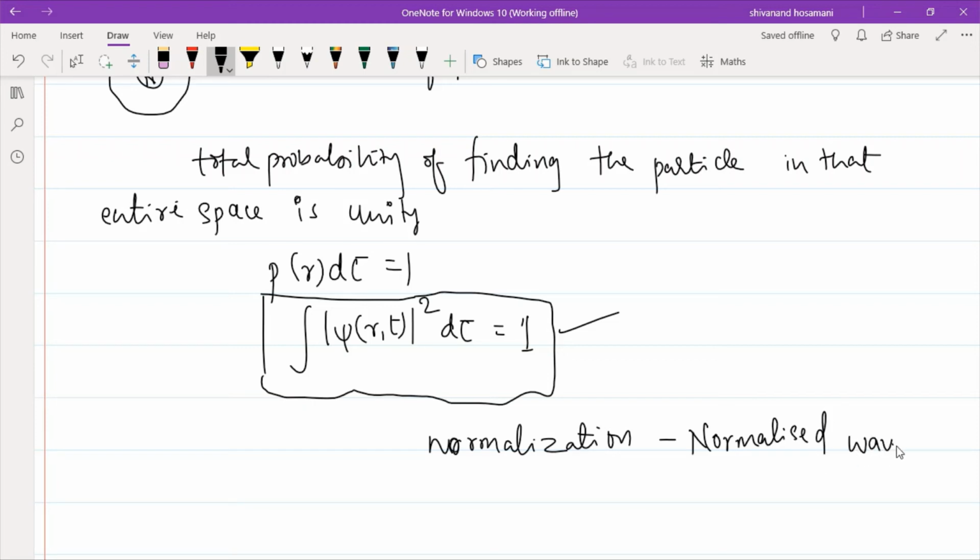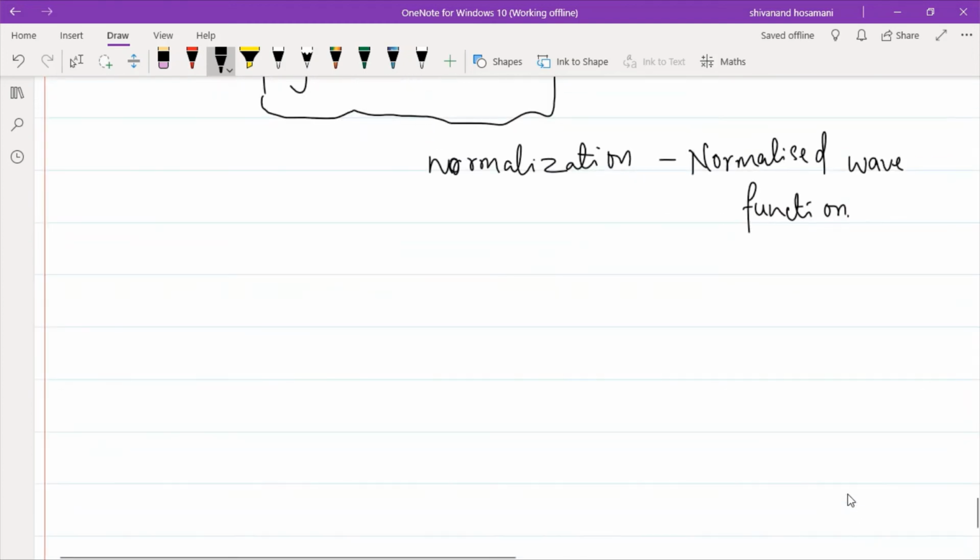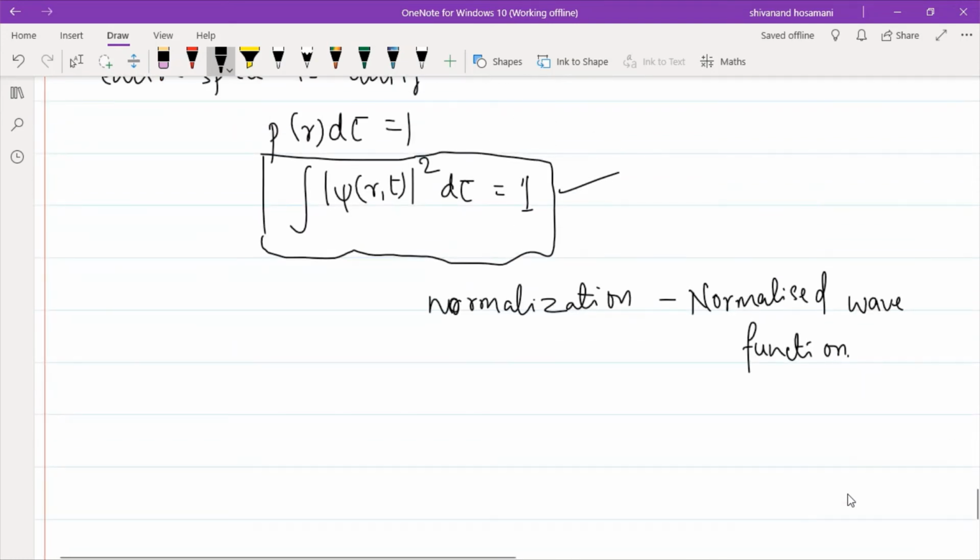Normalized wave function means its existence is fixed and complete within that entire limited region where we are going to find the particle, where the integration is taken over the entire space. As I told you, this integration is over the entire space. A wave function satisfying the above is said to be normalized. So this is called the normalized wave function. Any solution of the wave function can be normalized by multiplying or dividing by a constant.